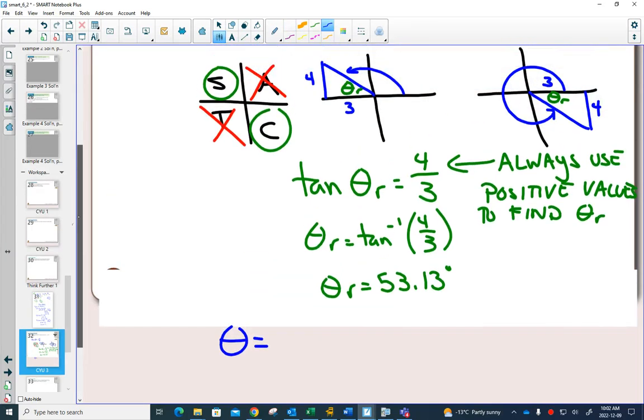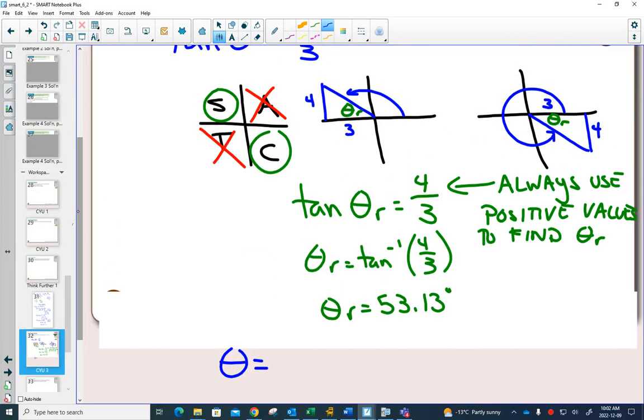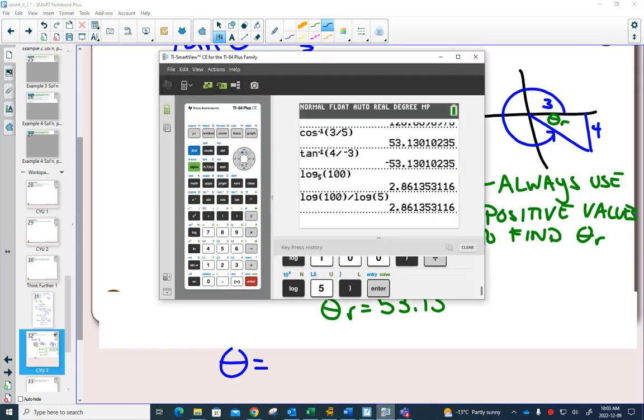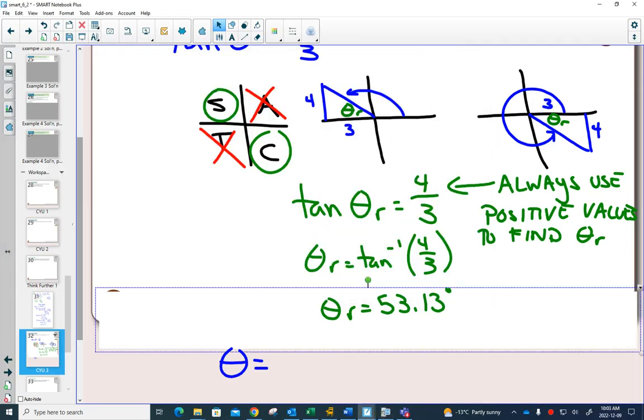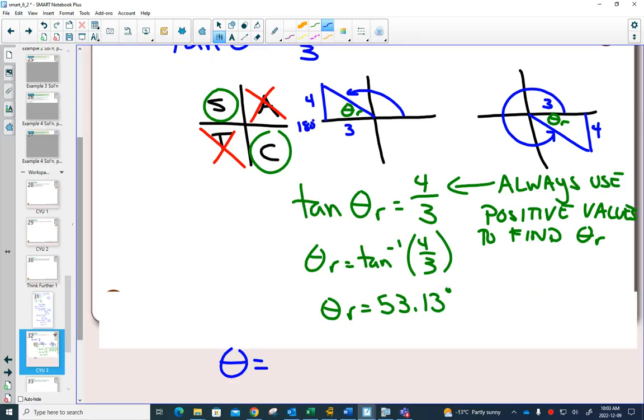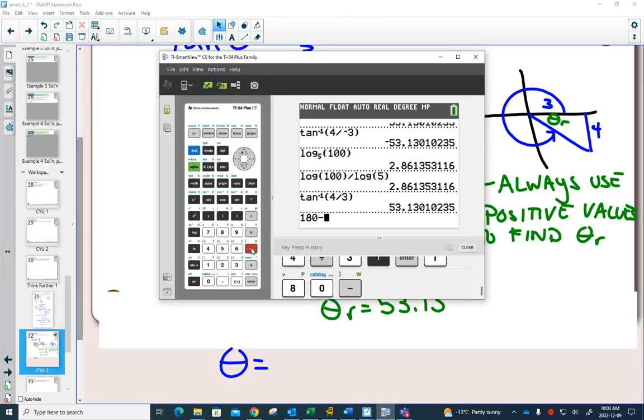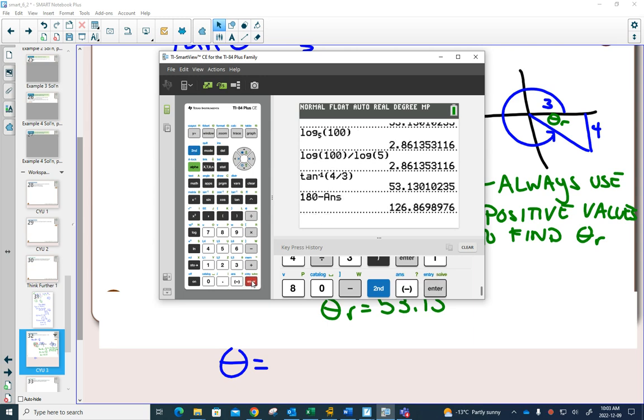We've drawn our pictures. If this is 53 in the triangle, how big is this angle? I'm going to just go tan inverse 4 over 3. Can you see that this one you would find by doing 180, because halfway around is 180, and then subtracting? So if I did 180 minus the answer I just got, I get 126.86.